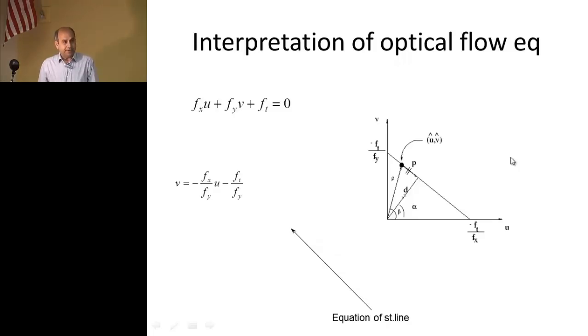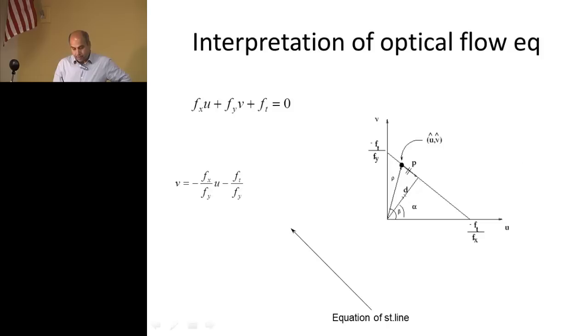Now as you can see, this is one equation and it has two unknowns. The unknowns are u and v, and we know how to compute fx, fy, ft, which are the derivatives, and there's a mask for that, and we have been talking about that, and I will show you again. So at each pixel we can compute fx, fy, ft, but now we have one equation, two unknowns. So that's a problem.